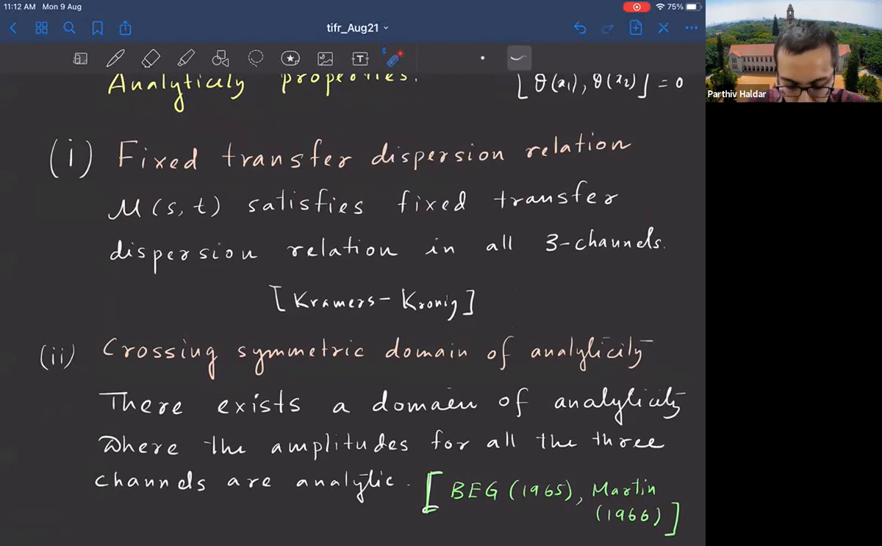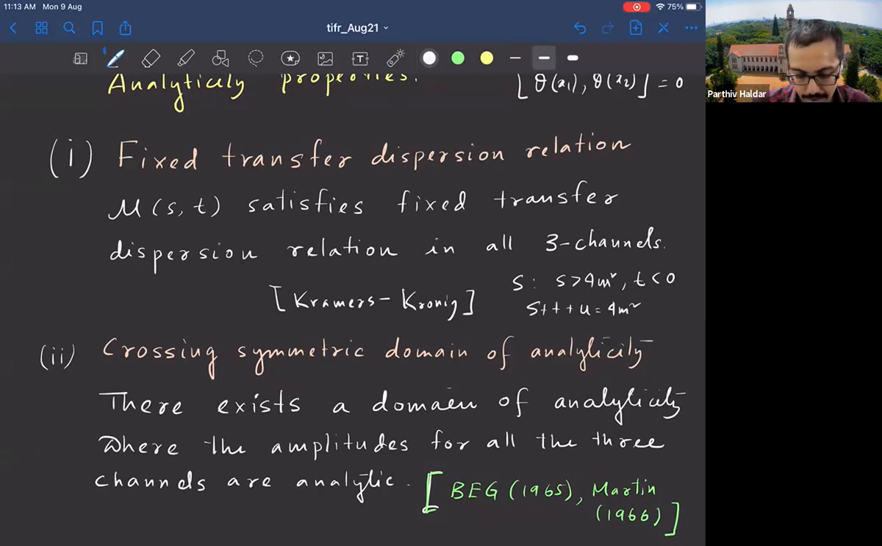Now, for each channel there is a domain of analyticity. Obviously, it has to be satisfied in the physical domain. So just to write down, for the s channel, for example, it will be s greater than 4m square and t less than 0, and u accordingly, because s plus t plus u equals 4m square.